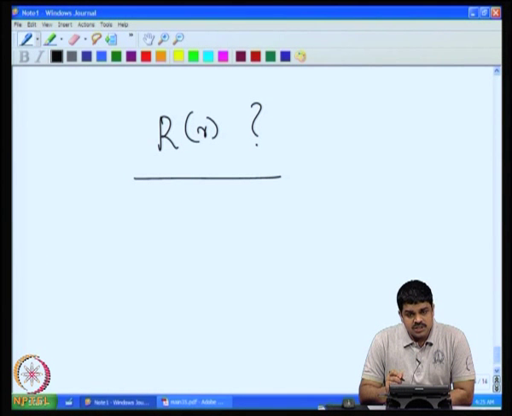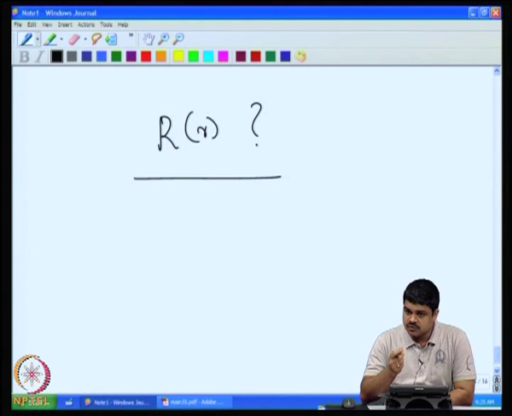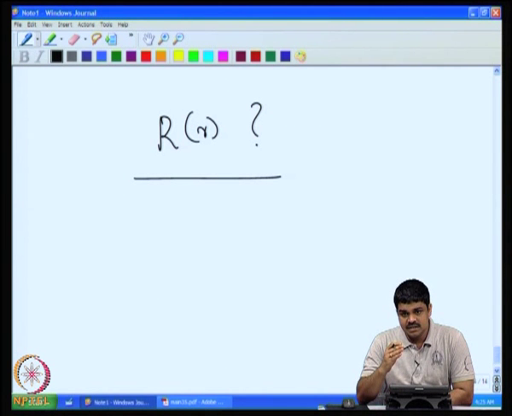So, the Ramsey number of r means: what is the smallest n, such that if the number of vertices in the graph is greater than or equal to this number n, that is R(r), it is guaranteed that whichever graph you take, as long as the number of vertices is this much, there is either a complete graph on r vertices or an independent set on r vertices.